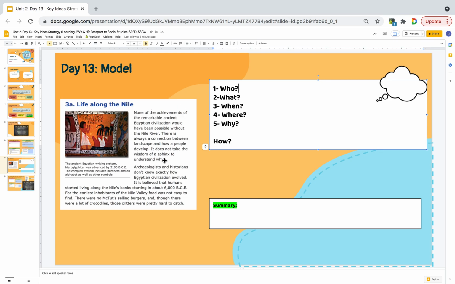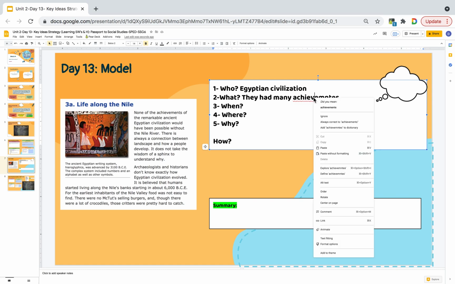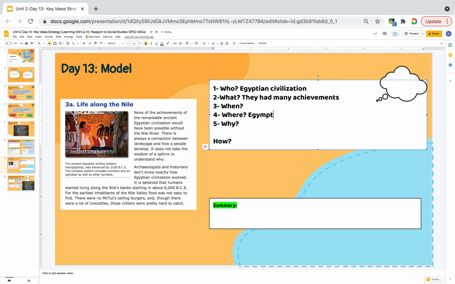So I'm going to stop there and just look at this one paragraph to see how much information I can gather from it. Does it state anything about a person? Well, it talks about the Egyptian civilization. Does it say what about the Egyptian civilization? It talks about how they had many achievements. Does it say when? Not yet. Does it say where? It says Egyptian, so I'm going to infer that we're talking about Egypt. So where would be Egypt? Does it say why? Not yet. And how? Not yet. So we're going to have to keep reading in order to get the rest of this information.